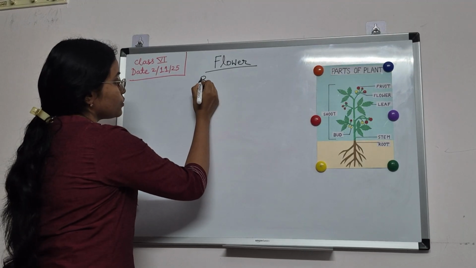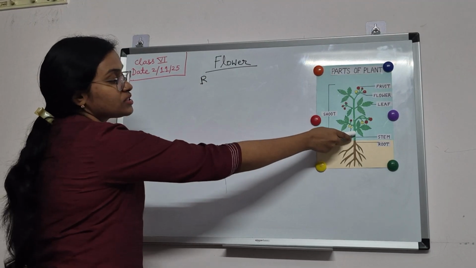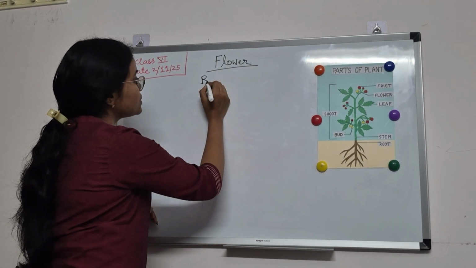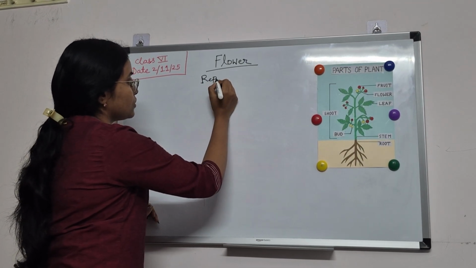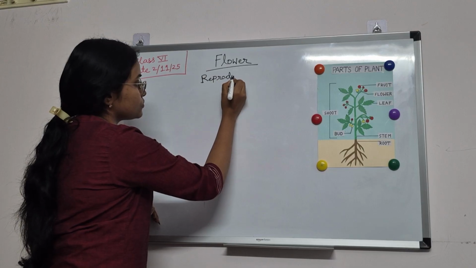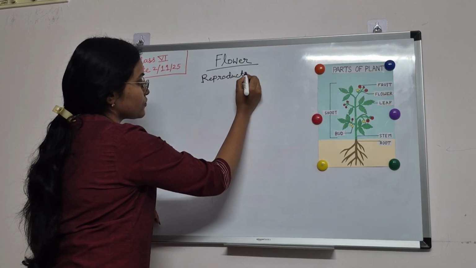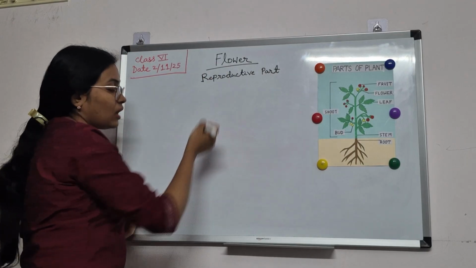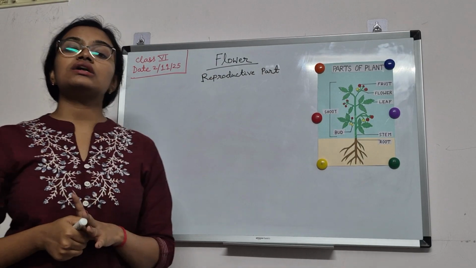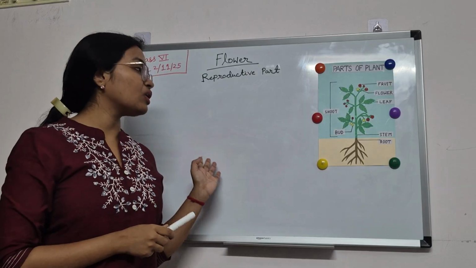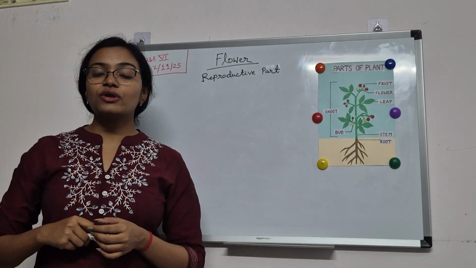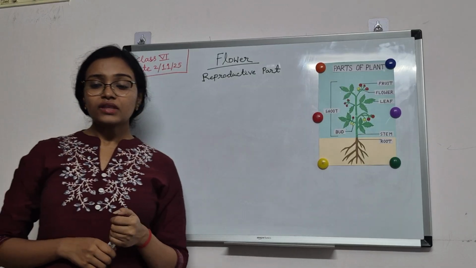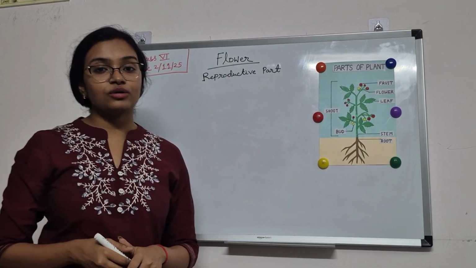We have learned the root, stem, all these are the vegetative parts. But the flower is the reproductive part. Within the flower, the male reproductive part and the female reproductive part are present. The reproduction occurs there, so it is the reproductive part. And now come to the structure of the flower.